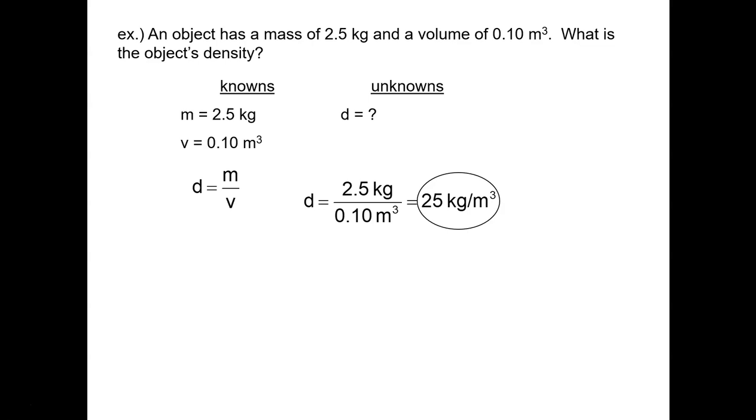Now, this was a really simple problem. It didn't take a whole lot because they gave you the mass right off the bat. They gave you the volume. They asked you for density. And that's something that's pretty easy to find. So it didn't take much to solve this problem.